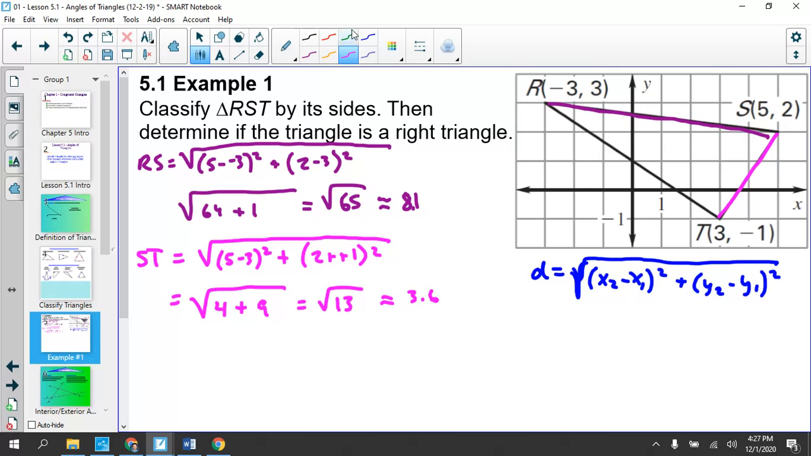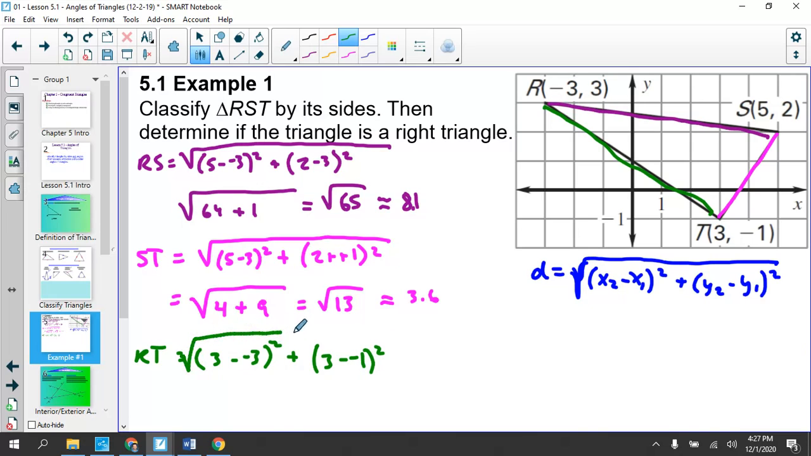Okay, one more to go. All right, which one haven't we done? This, again, it looks longer. Maybe it's the same as this one. I don't know. RT. So the length of RT. Make sure you're using those coordinates. x2 minus x1, so 3 minus negative 3 squared, plus 3 minus negative 1 squared. We'll put the square root in afterwards.